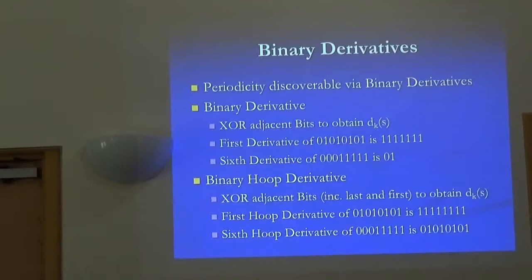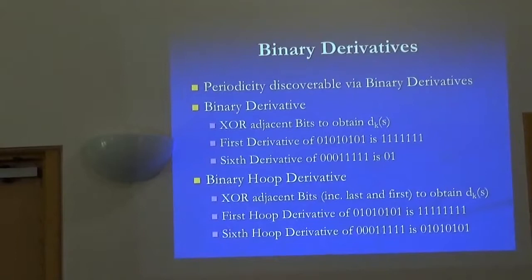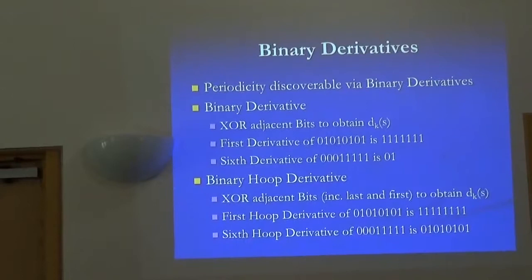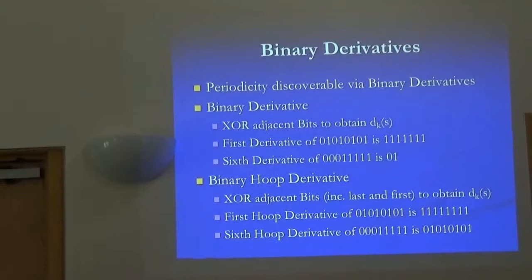So the sixth derivative of this string here is 0, 1. A binary Hooke derivative is the exclusive OR of the adjacent bits, including the first and the last. So a binary Hooke derivative is the same length as the original string. And of course, you can take infinitely many Hooke derivatives, but it turns out it's only useful to take the first S, where S is the length of the string. Okay, so binary derivatives and binary Hooke derivatives.